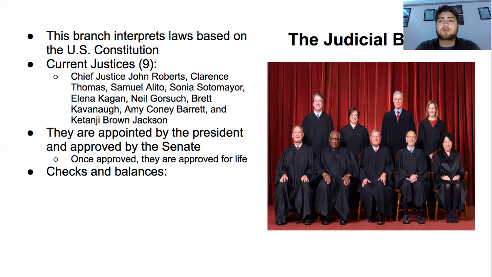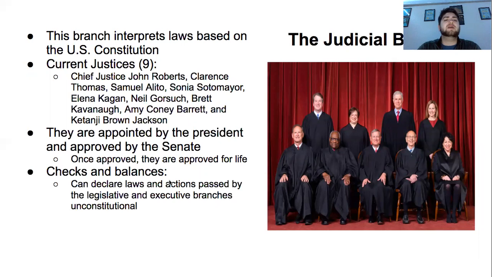They have the most insulation, whereas the president has a 4-year term limit, and Congress has 2 years and 6 years term limits for representatives and senators respectively. The Supreme Court has all that time. So they can really just focus on the law and make interpretations based on the Constitution rather than worrying about what will get them elected. Now, they can declare laws and actions passed by the legislative and executive branches unconstitutional. And this is their way that they can check the other 2 branches.